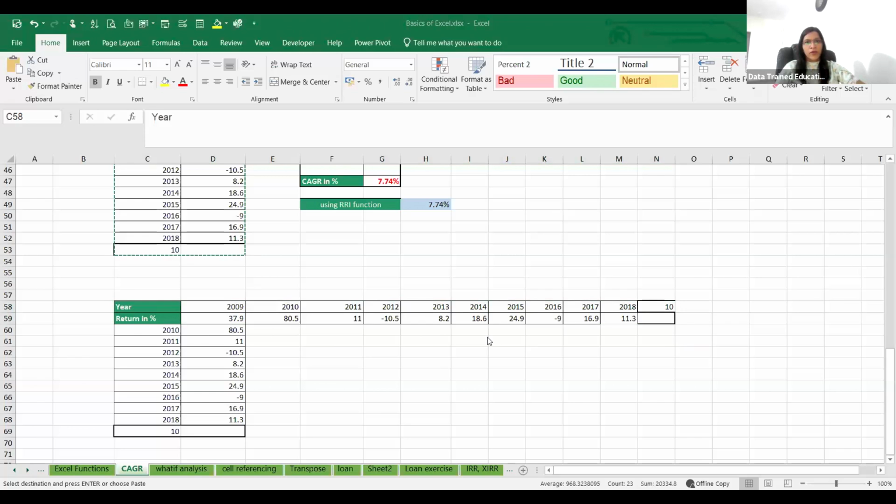Who asked about this? Urvashi, you got it? Where is the transpose ribbon? Just select the table, right click, you will find paste special. In paste special, you will get the transpose function. What is the next question? The IF function.